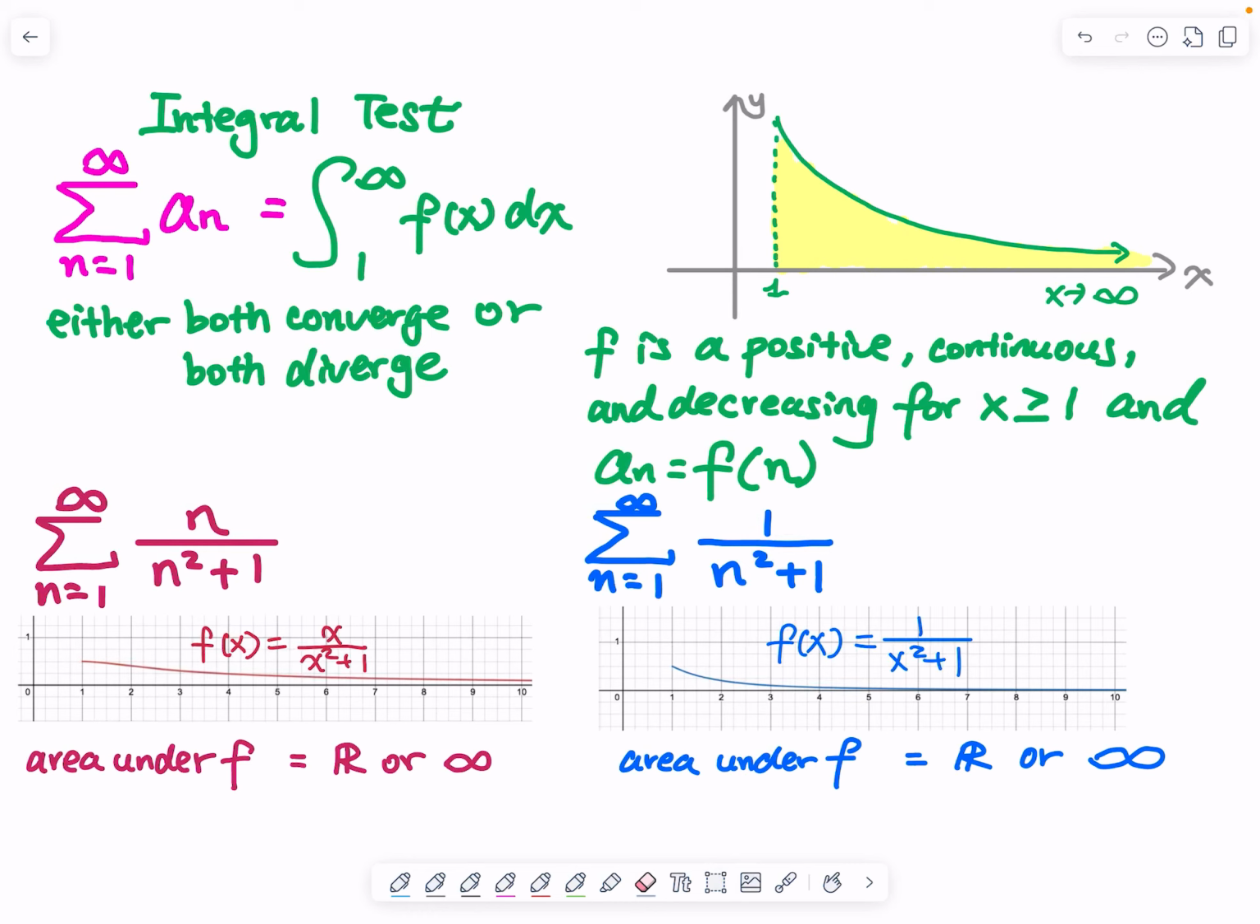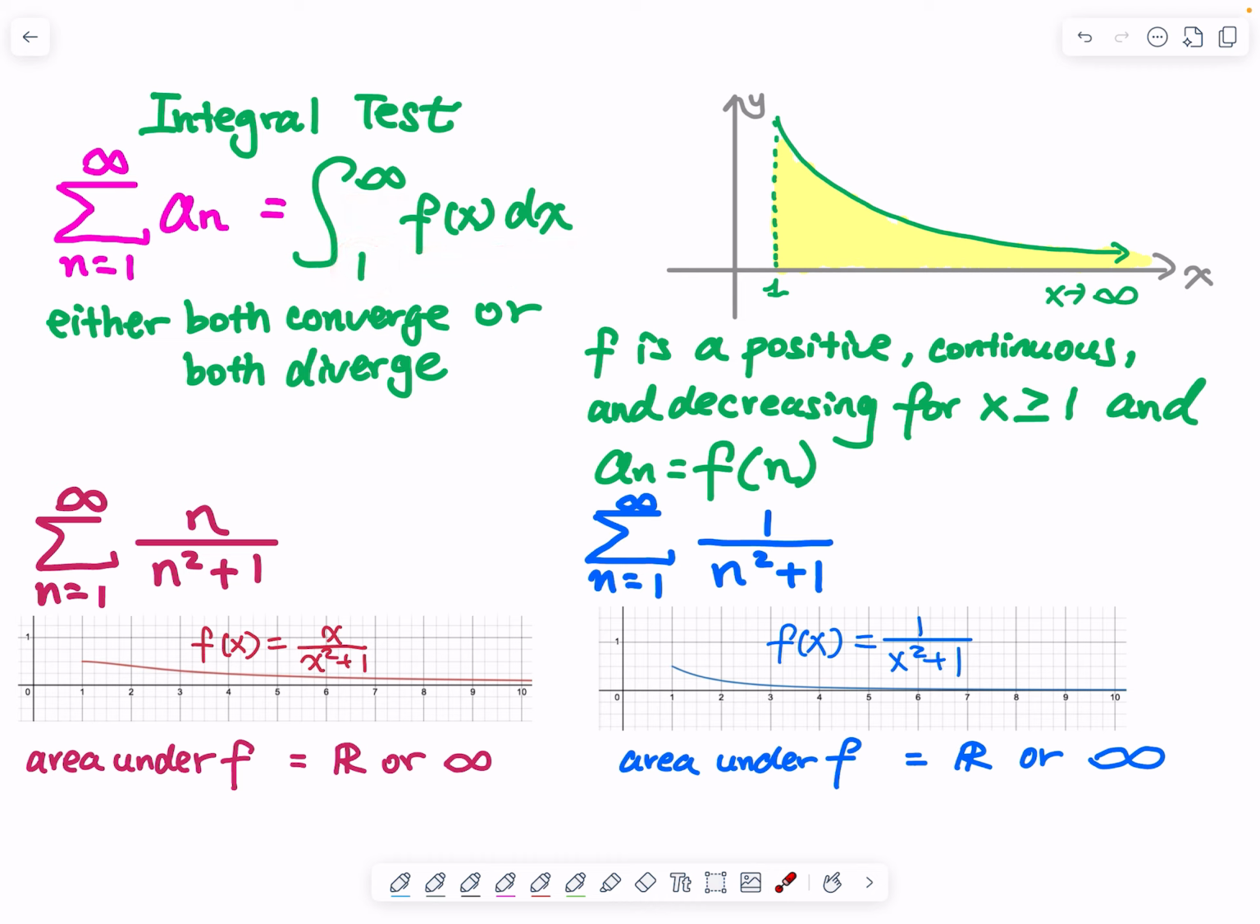The integral test: we have a series, the summation from n equals 1 to infinity of a_n. This series, this sum, can be approximated by this integral. In the series, we go from 1 to infinity. In the definite integral, we go from 1 to positive infinity of f(x) dx. They either both converge or both diverge.